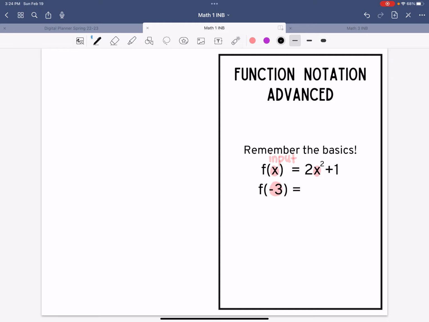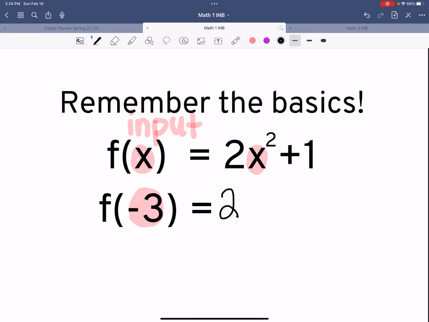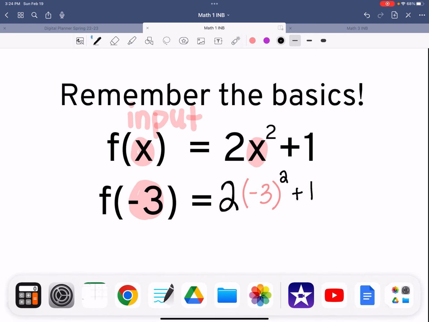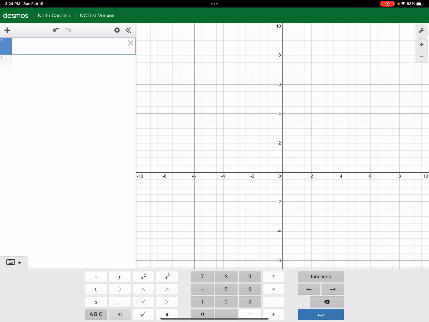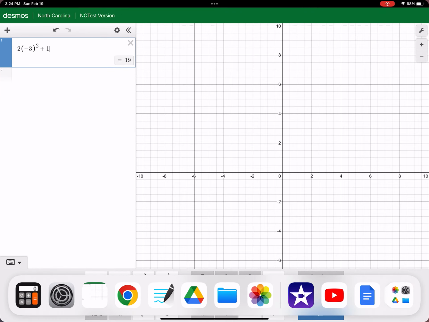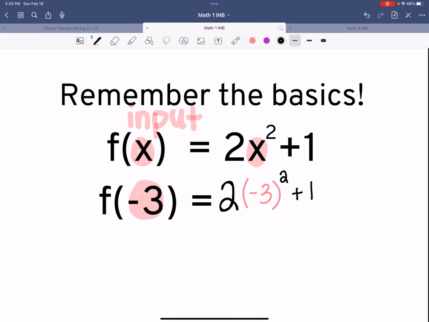So we're going to do 2, and then we're going to multiply that by -3, but the key is that -3 is squared, plus 1. All right, so we have 2 times -3 squared plus 1. Now, if you need to put that in Desmos, by all means, please do. So if I do 2 parentheses -3 squared plus 1 to get your output, that's going to be equal to 19. So my output here is 19, okay?